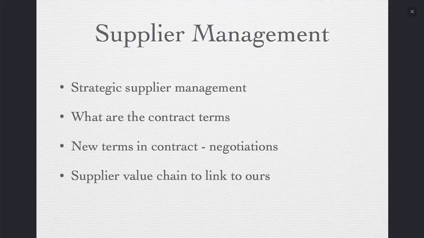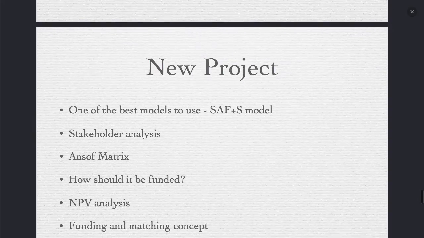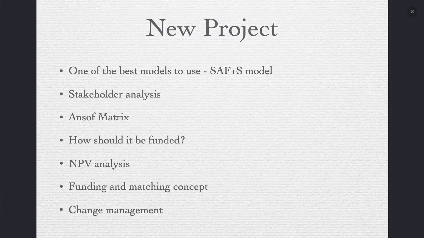And also, of course, the supply value chain has to link with ours, right? If a new project comes through, what are we going to look at? SAFES model, first thing. Stakeholder matrix. How are we going to fund it? What is the NPV? Critique the NPV, critique the figures that have been represented there, because sometimes the figures are garbage in, garbage out. So what is there may not be the correct thing. Cash flows have inherent problems as well, but these are all forecasted cash flows, right?